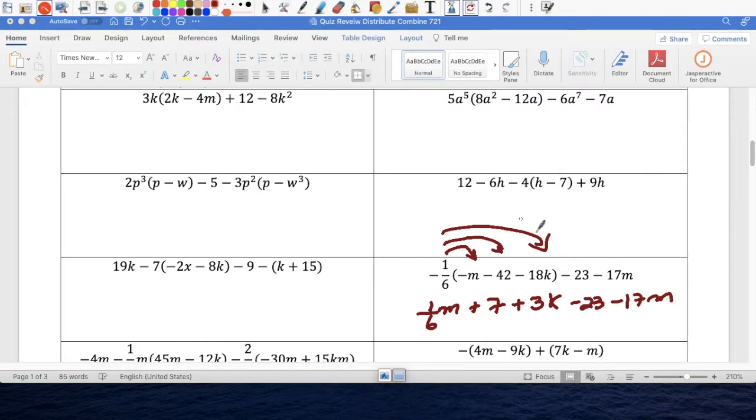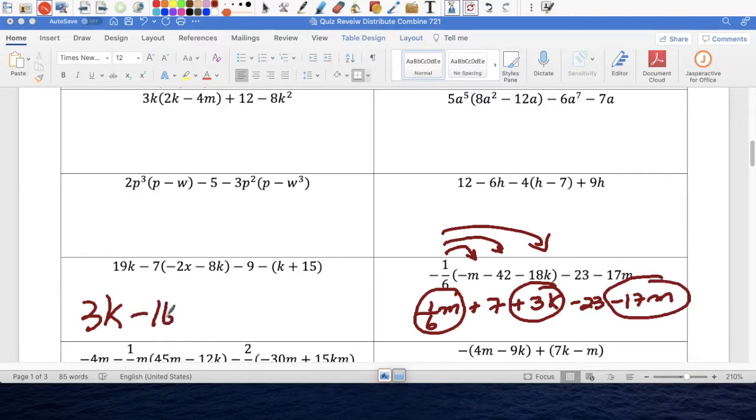Like terms, well, let's start with alphabetical. So I'm going to have 3k, I'm going to put it over here first, and then I'm going to combine the 1/6m and minus 17m, and that's just going to be negative 16 and 5/6m. And then positive 7 and negative 23 is going to be negative 16.